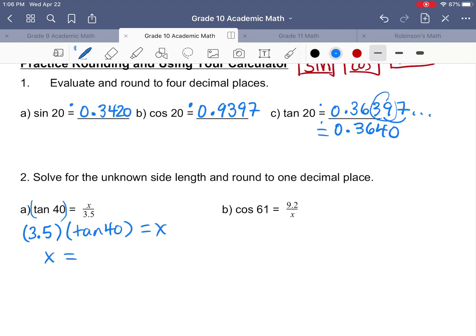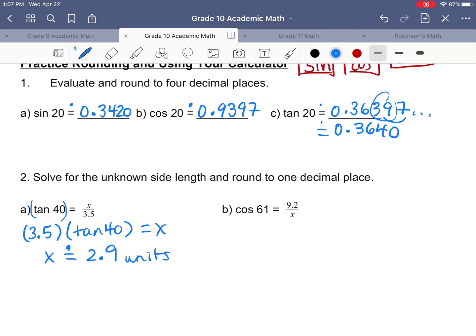But we're still just doing 3.5 times tan 40 on your calculator. And this should give you approximately 2.9. And I'll just put the word units here because we didn't give any other units. Okay, so you should be trying this along and making sure that you understand how to use your calculator. Let's look at part B.